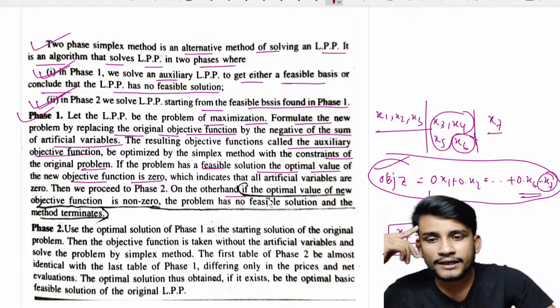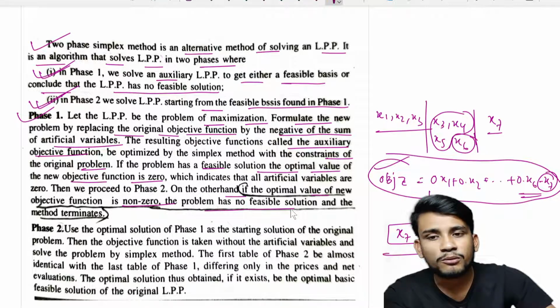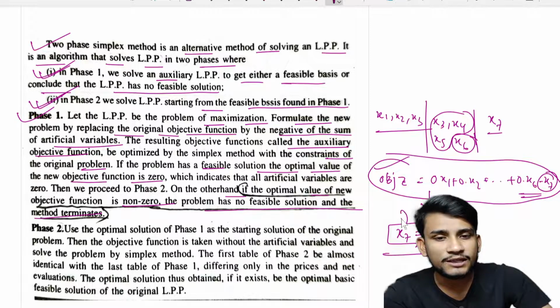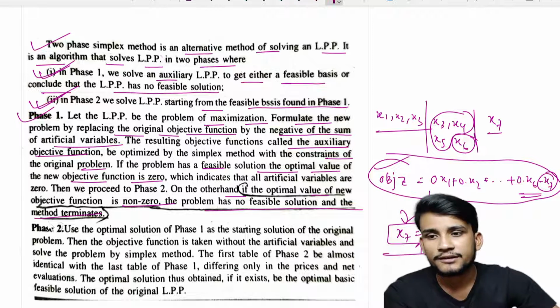On the other hand, if the optimal value of the new objective function is non-zero, then the problem has no feasible solution. Okay, so that means what? That means if these artificial variables are present in the basis with a positive level, then we can't get the solution. In that case, the problem has no feasible solution. Okay, so this is the case.